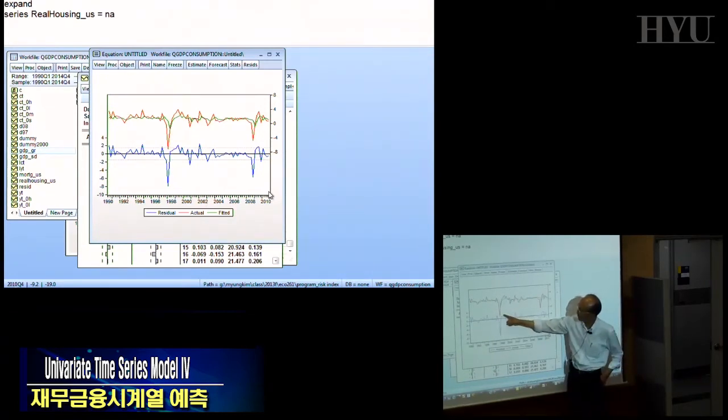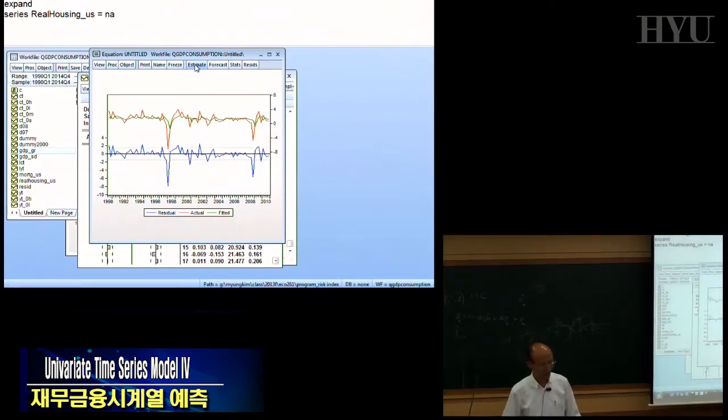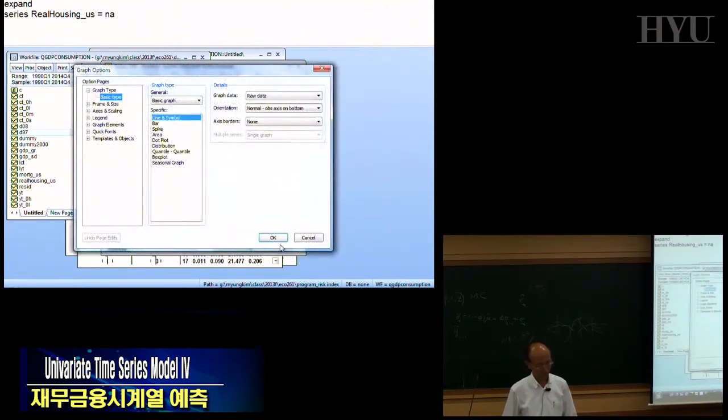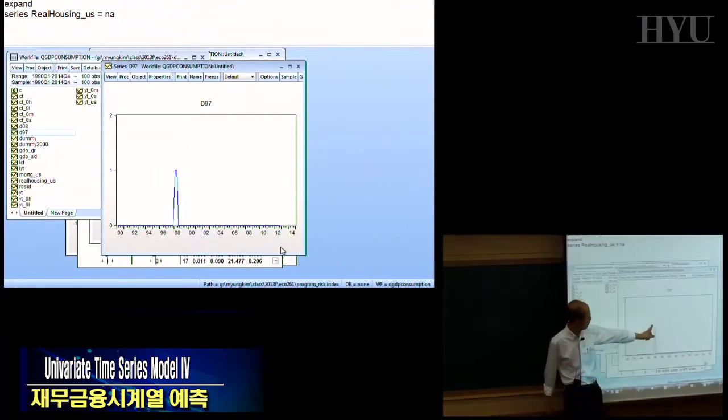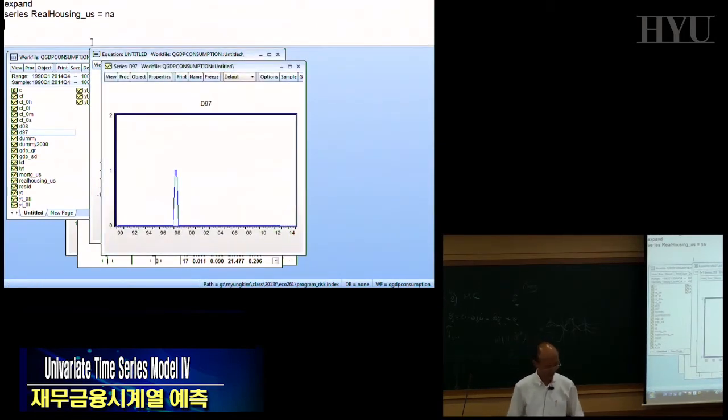Sometimes it lies outside this band. The question is, this appears to be too big. So, as I said, dummy 97 is the one that takes value 1 for these two quarters. What I did was examine when these are.